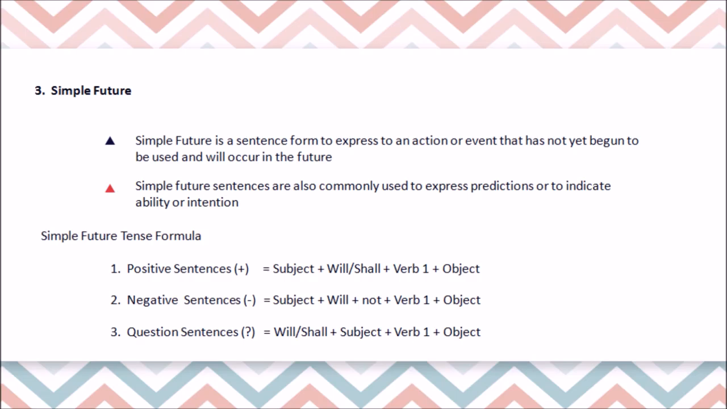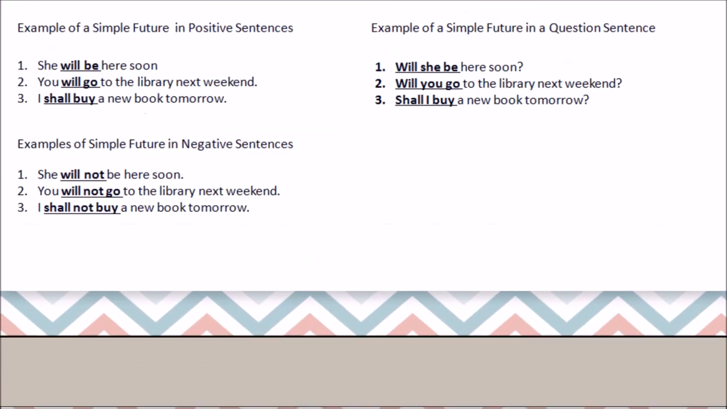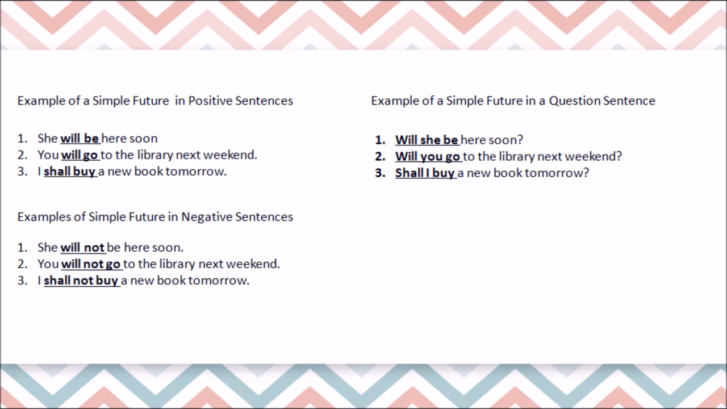Simple future tense formula: positive sentence, subject plus will or shall plus verb 1 plus object. Negative sentence, subject plus will plus not plus verb 1 plus object. Question sentence, will or shall plus subject plus verb 1 plus object. Example of a simple future in positive sentence: she will be here soon. You will go to the library next week. I shall buy a new book tomorrow.